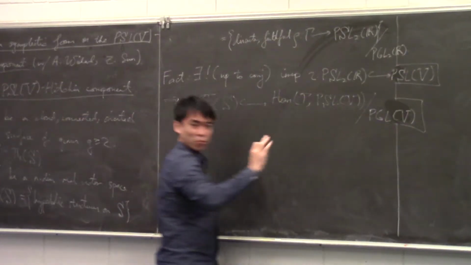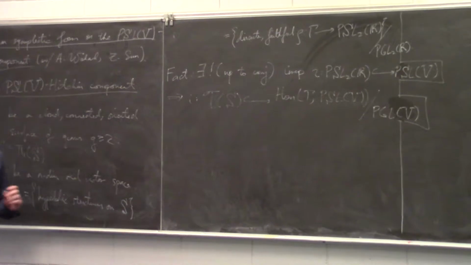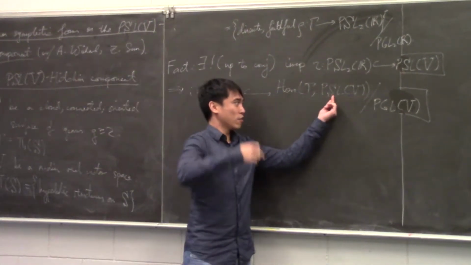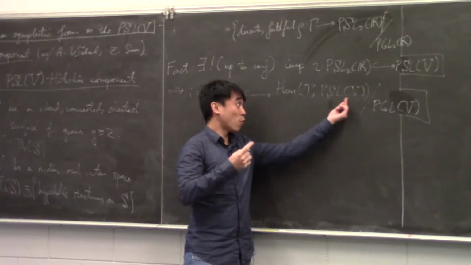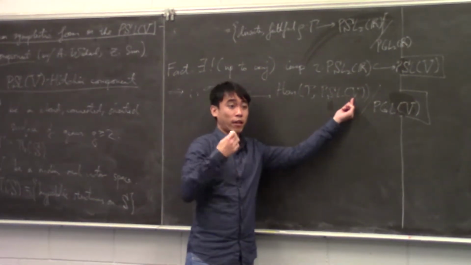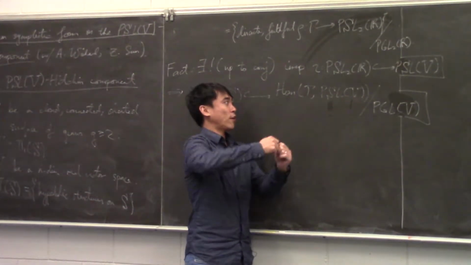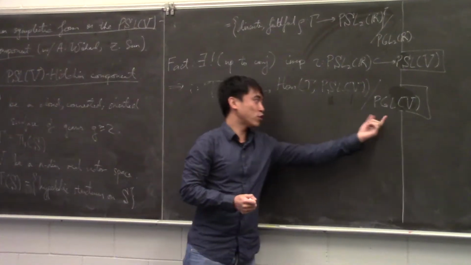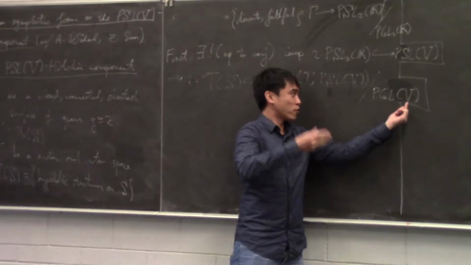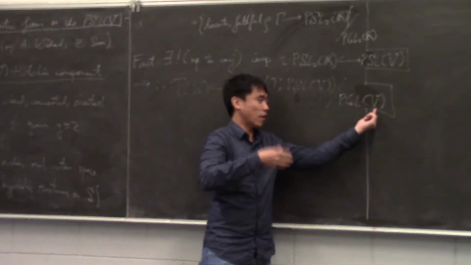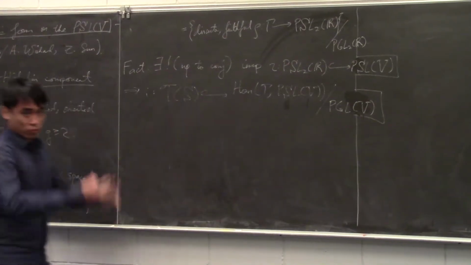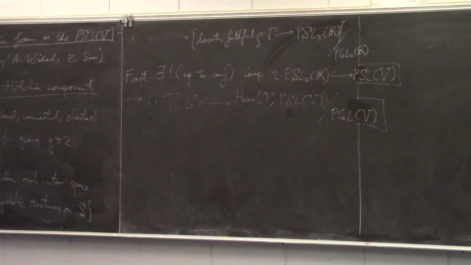Yeah, I forgot. Do people know what PSLV and PGLV are? SLV is the set of endomorphisms from the vector space to itself that have determinant 1. And if I consider these matrices up to scaling, then that's called PSLV. And PGLV is just the set of invertible endomorphisms from V to itself, considered up to scaling. So these are just two very classically studied Lie groups.